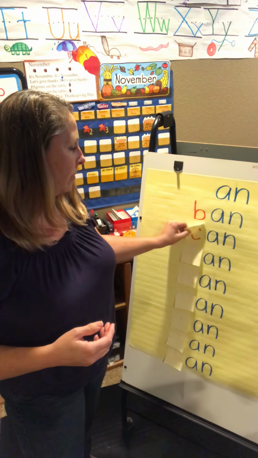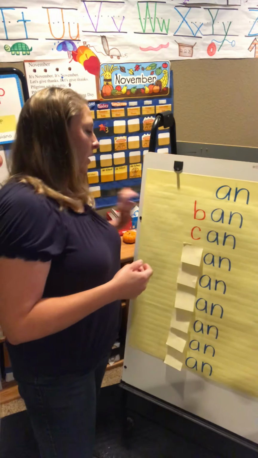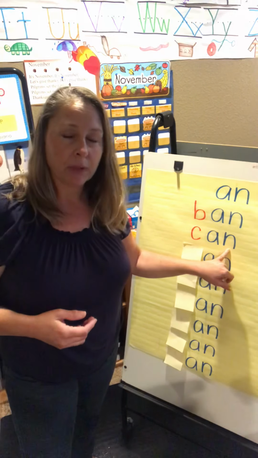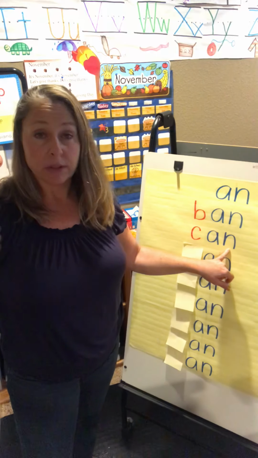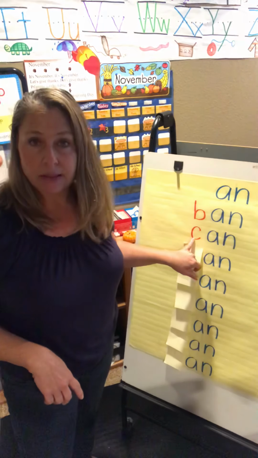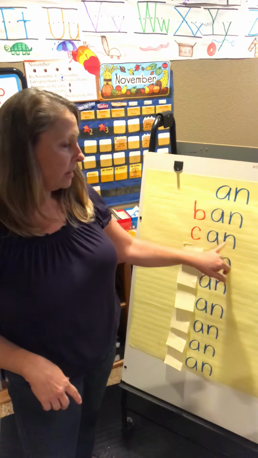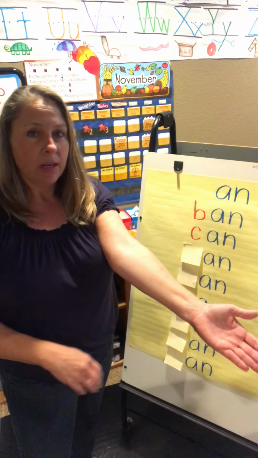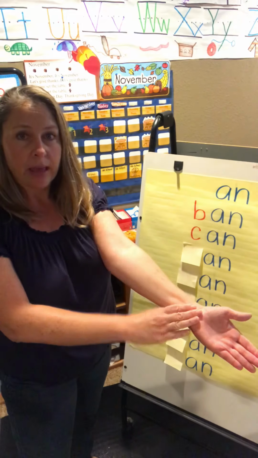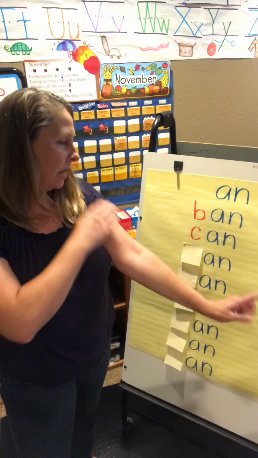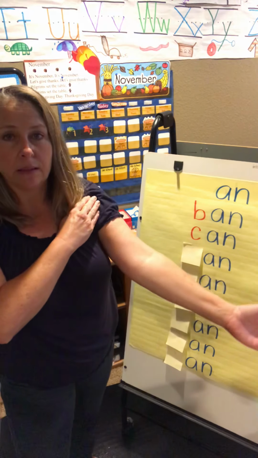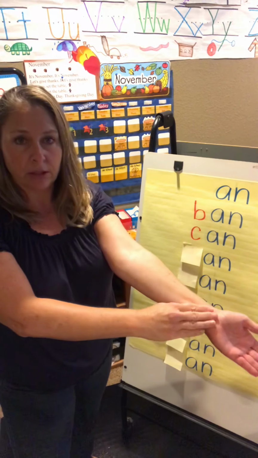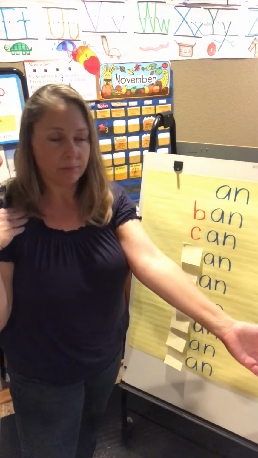All right, let's see what happens when we put a C in front of an. We make a new word. This is also one of our sight words too. C says k, A says a, N says n. Let's sound it out. So stick your arm out. Here we go. C says k, A says a, and N says n. K, a, n, can.